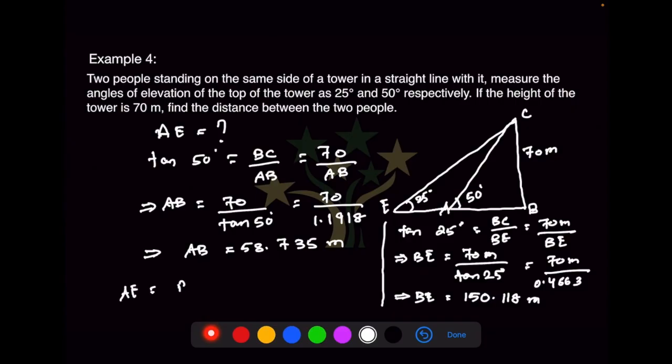So we have to find AE. AE is equal to BE minus AB, which is 150.118 minus 58.735. This is equal to 91.38 meters. So this is the distance between the two people.